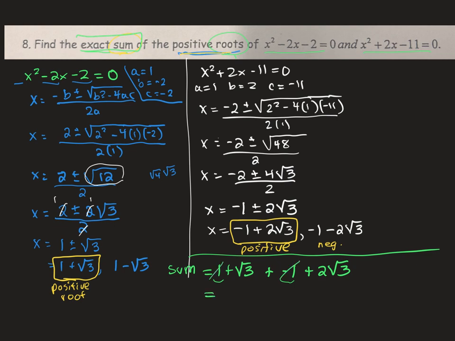And then root 3 plus 2 root 3. When you add radicals, you add the coefficients, as long as the radicands are the same, which they are, they're both 3. So we would add the coefficients: 1 root 3 plus 2 root 3 would be 3 root 3. And that would be your final answer, the sum of the positive roots of those two quadratic equations. Whew, that was a lot of work. All right, there we go. I hope that helped.